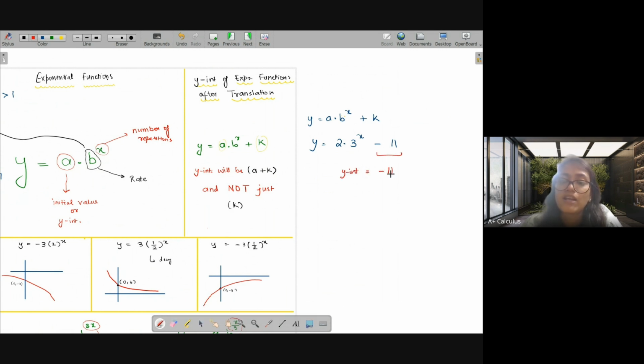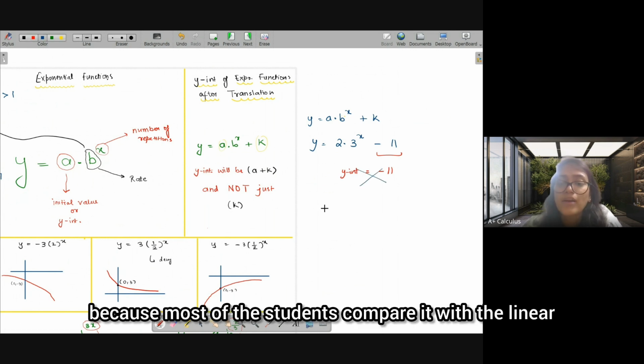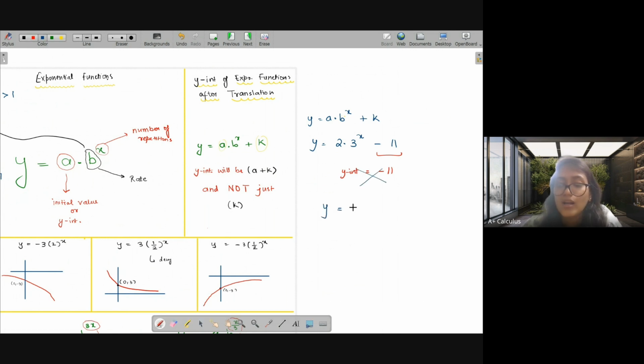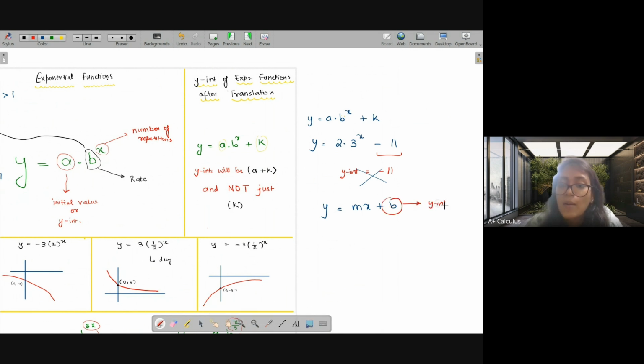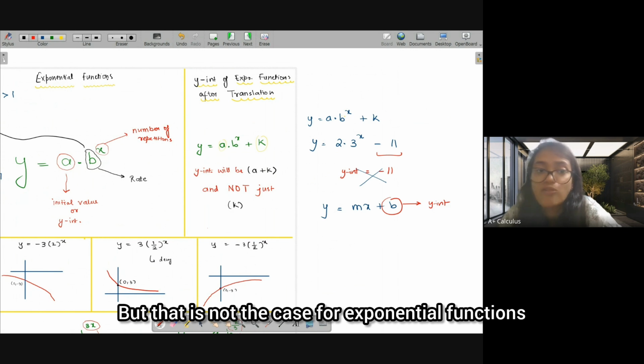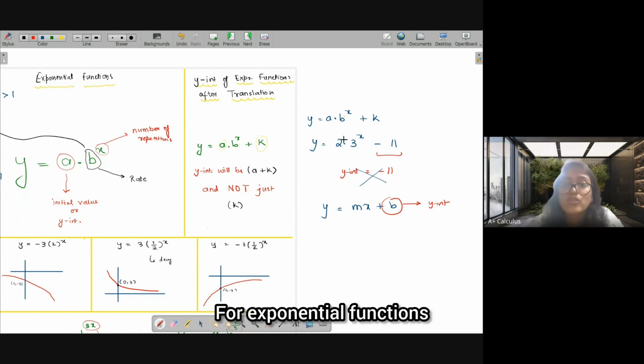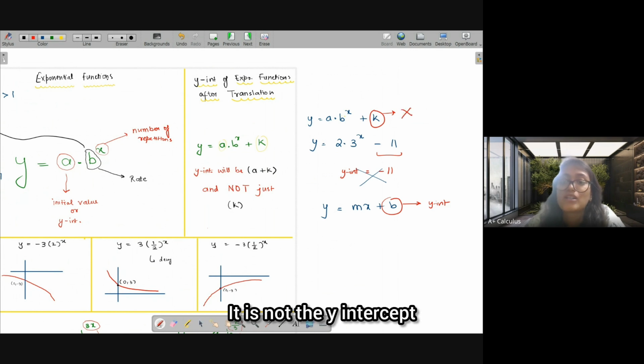The y-intercept will be -11, and this will be wrong. Most students compare it with the y-intercept form of the linear equation, y equals mx plus b. In a linear equation, the y-intercept is this constant term. But that is not the case for exponential functions. For exponential functions, this number is not the y-intercept.